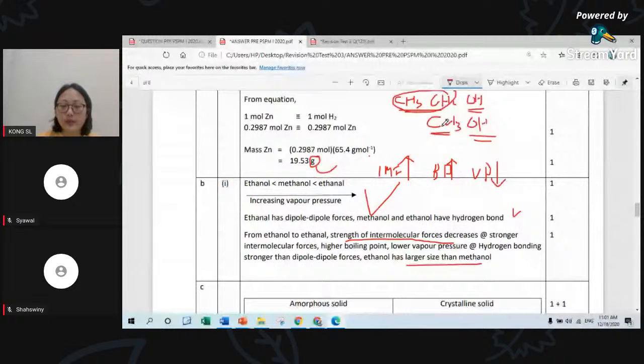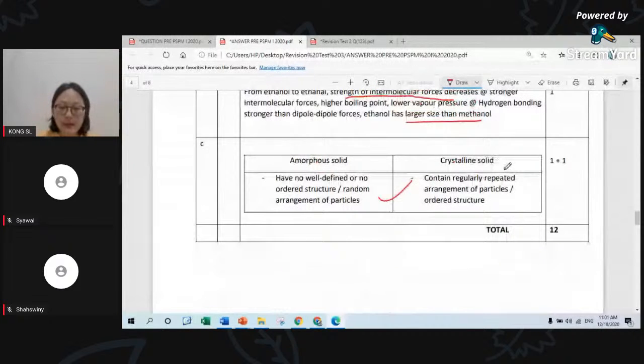Okay, C tak payah cakap. C is a simple question: compare amorphous solid and crystalline solid. Madam nak tanya satu soalan.